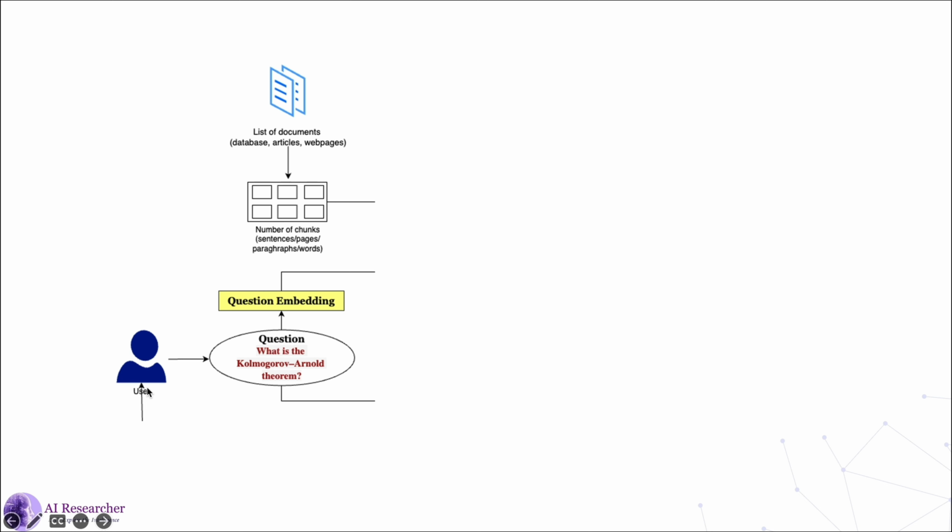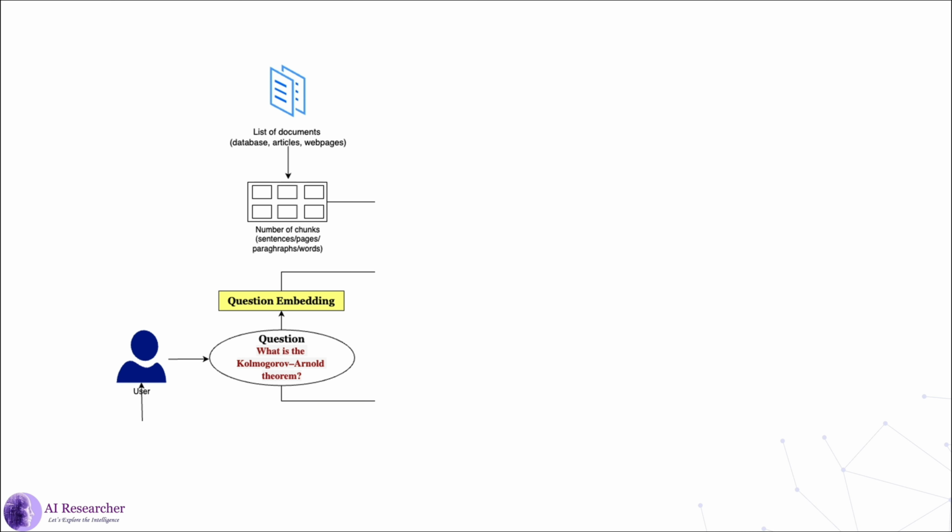The first is the user asks a question to the large language model, and then the next component of the pipeline is a list of documents. The documents might contain different types of documents, such as Word documents, databases, articles, or web pages. So here the system is going to use these documents to answer the question that the user has asked.